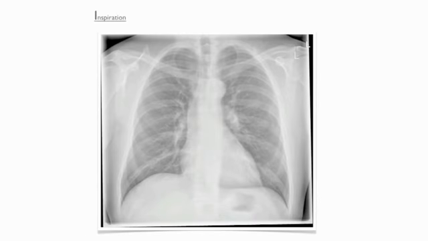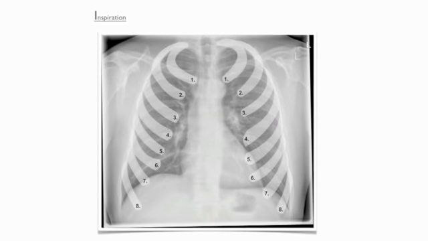Inspiration is assessed by counting the anterior ribs. There should be 6 anterior ribs above the diaphragm. The 7th rib should penetrate through the diaphragm. If the 7th rib is above the diaphragm, this suggests hyperinflation.